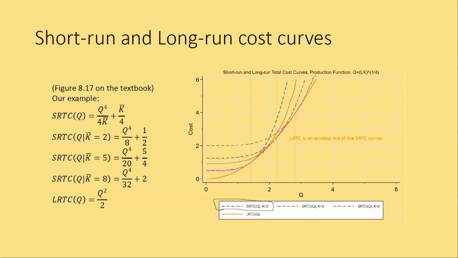So this is a graphical representation of the relationship between the short-run and the long-run total cost curves. Again, this is figure 8.17 in the textbook. It is not drawn to scale. I think the figure in the textbook is clearer in the sense that the gaps between the curves are larger so that you can see better. The concept is the same.